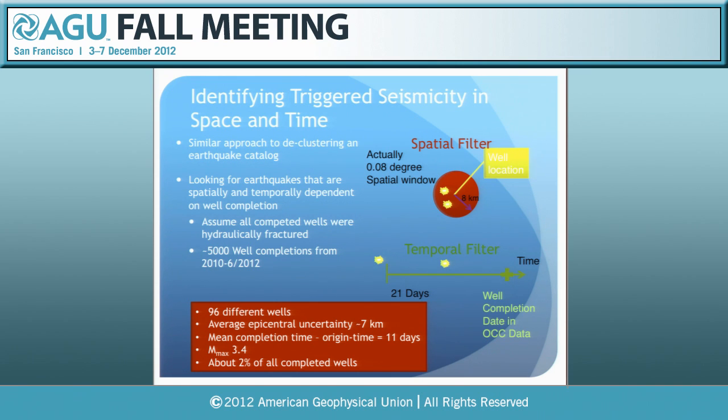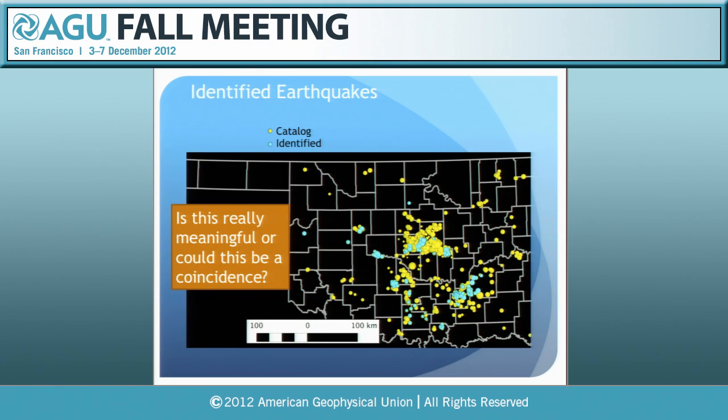The average epicentral uncertainty was about 7 kilometers, which is partly why I picked the 8-kilometer spatial window. The maximum magnitude of these identified earthquakes was a 3.4, with 10 earthquakes having magnitudes of 3 or greater. This represents about 2% of all completed wells in the state during this time. Next slide. And so this is where these identified earthquakes occur throughout the state. Some are in these areas of increased seismicity, but many are in areas where we have very little seismicity.